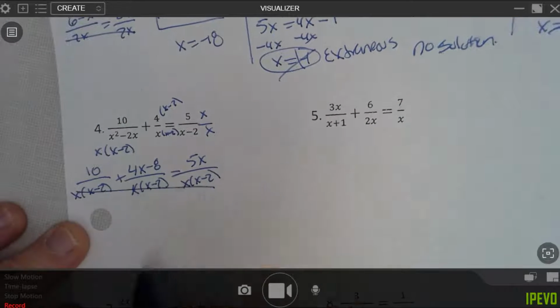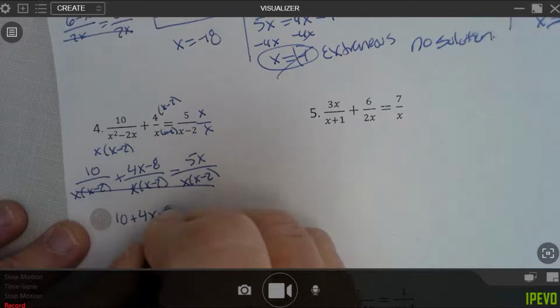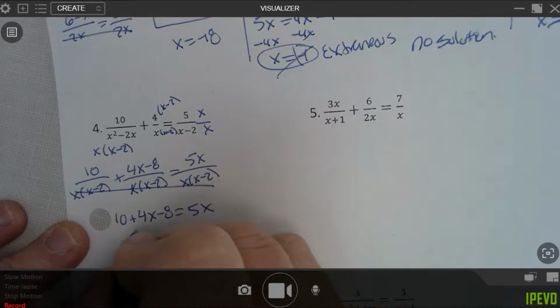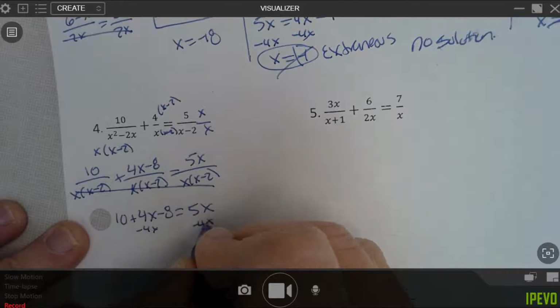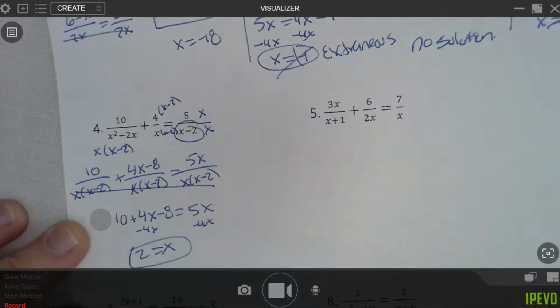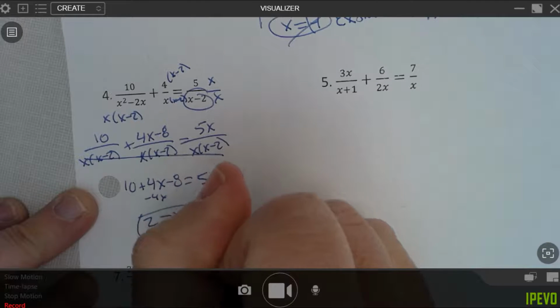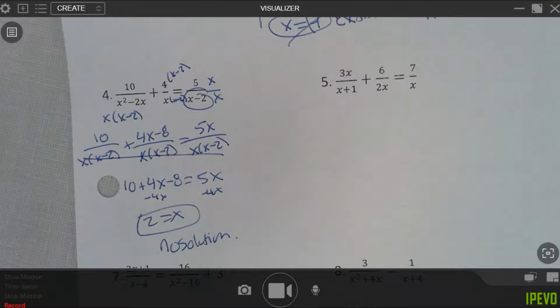Once they're the same, you're just solving your tops. So you're solving 10 plus 4x minus 8 equals 5x. I'm going to subtract over my 4x, and I get 2 equals x. Again, 2 equals x is going to make it a no solution. I told you, I picked a bunch of no solutions on accident. All right, there's probably one more no solution, but that was it.